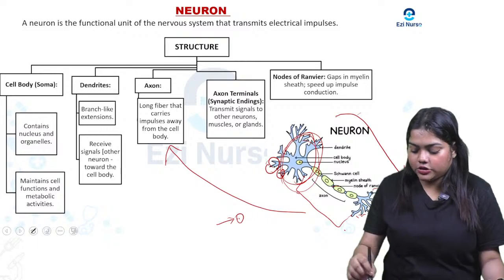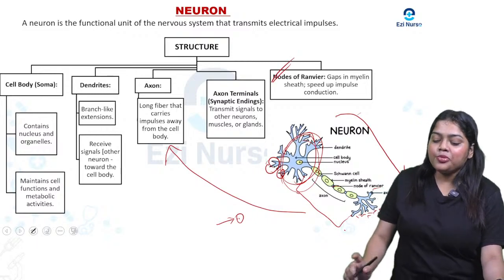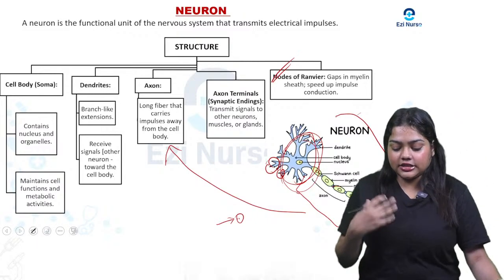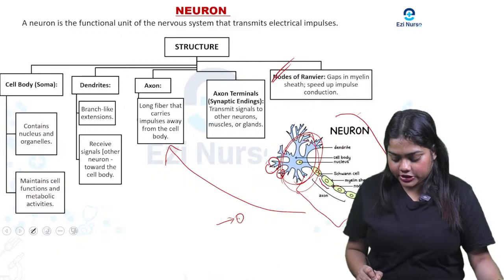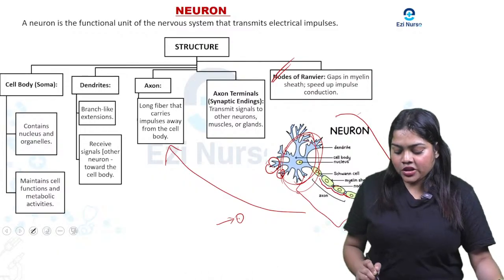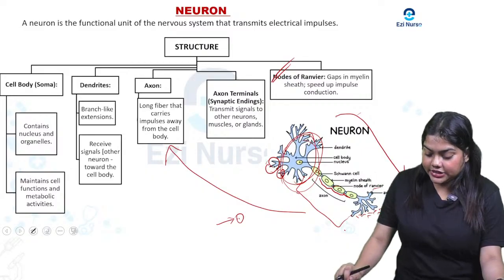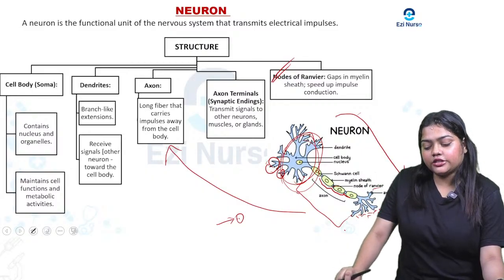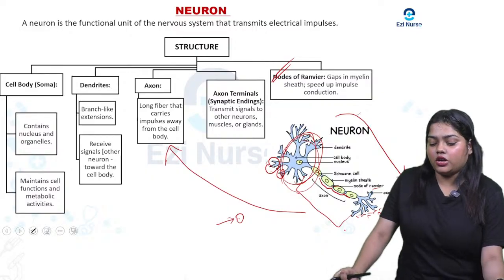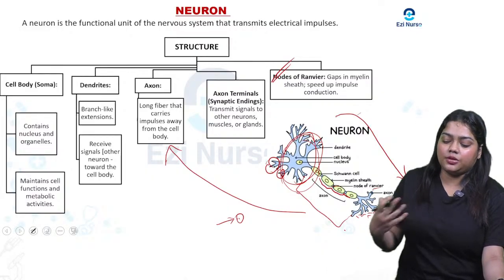Lastly, node of Ranvier. This is very important, a 2 marks question can come from this. This is actually the gaps of the myelin sheath. There will be a myelin sheath, and the gap between the myelin sheath is what speeds up the impulse conduction.